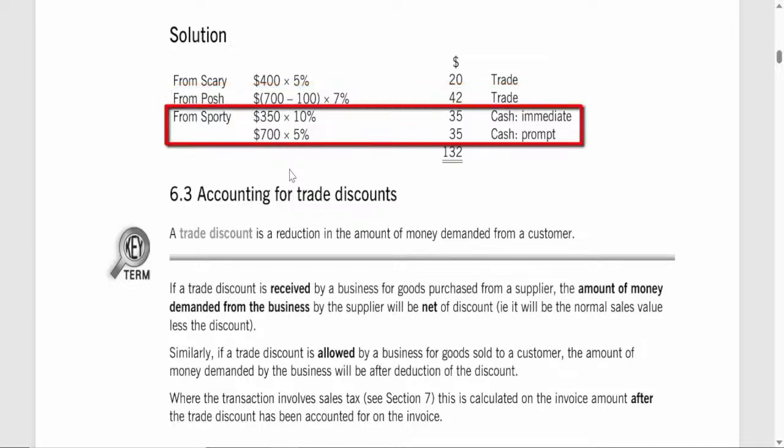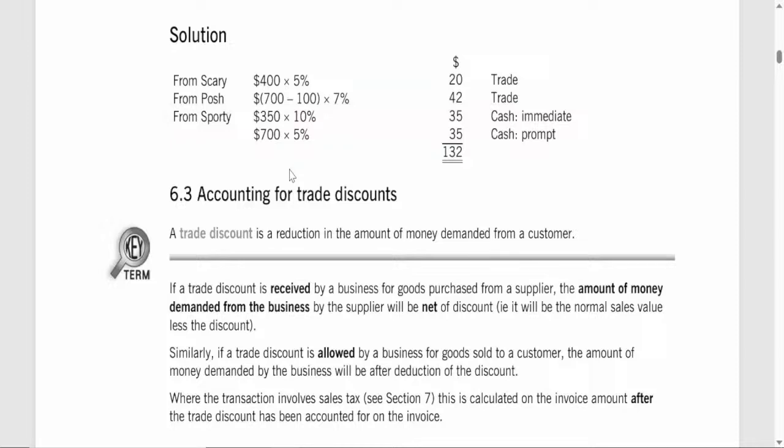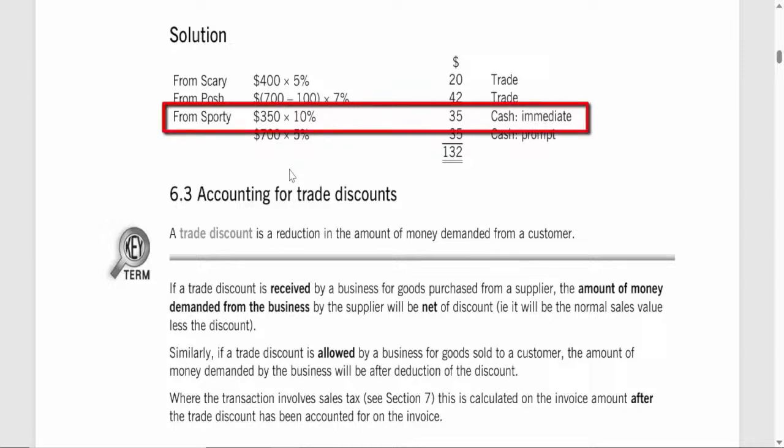Number 3. Purchases from Sporty. Ginger makes 2 separate purchases from Sporty. Let's go over each one. First purchase. For her first purchase, she spends $350 and pays immediately in cash. Because she paid right on the spot, Sporty applies the full 10% cash discount. To find the discount, we calculate 10% of $350. $350 multiplied by 10% equals $35. So Ginger saves $35 on this purchase because she paid immediately.